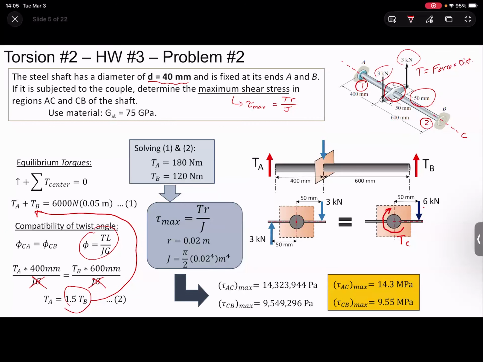So always look to simplify these, especially if the radius is the same on both sides and if it's the same material on both sides. If the radius is the same on both sides, and if the material is the same on both sides, and the shear modulus is the same on both sides, this equation gets a lot simpler because you can cancel these things out.